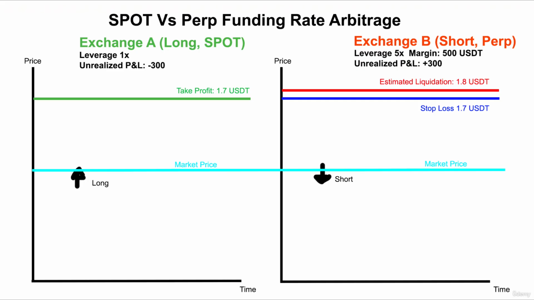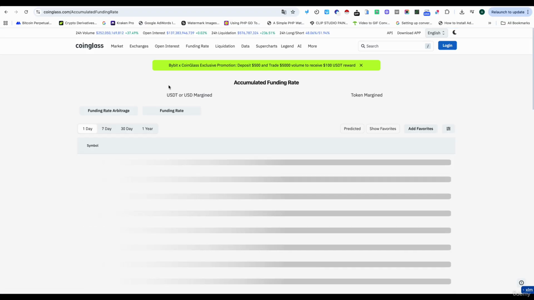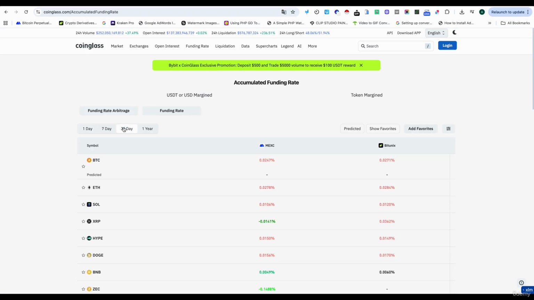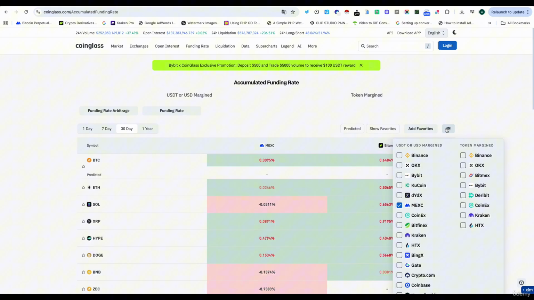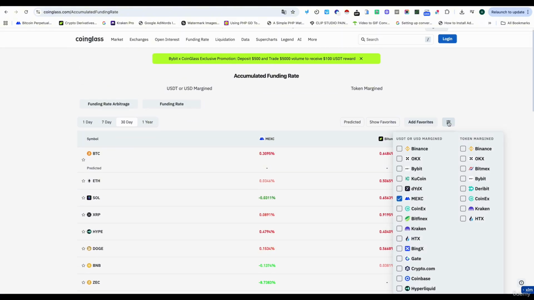We are not trying to profit from price movements. Instead, we make money from the funding payments generated on the perpetual side. Let's begin by visiting coinglass.com. Click on accumulated funding rate and set the period to the last 30 days. Here, you can filter the exchanges you want to compare. In my case, I mainly use MEXC and Bitunix for arbitrage. And in general, the more exchanges you are registered with, the more arbitrage opportunities you will be able to find.